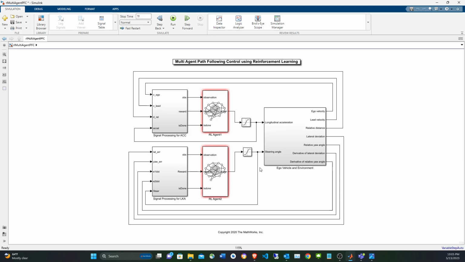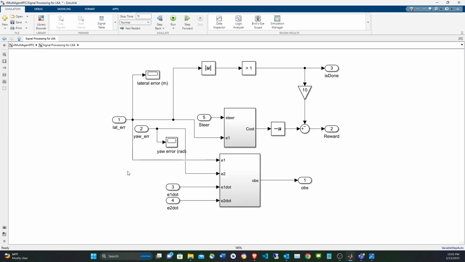And you can see that the actions are fed back into this subsystem, because we want to include the steering and the acceleration in the reward function. So let's go quickly to this one. We saw already this one. From the dynamics, we have the derivative of E1 and E2, and we have E1 and E2.